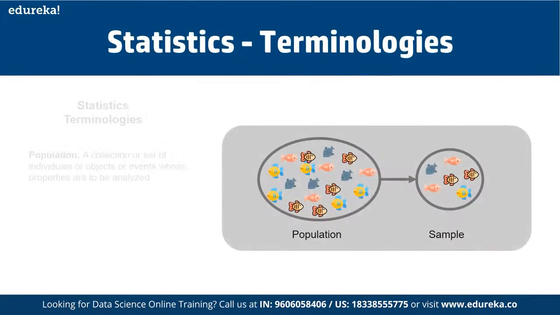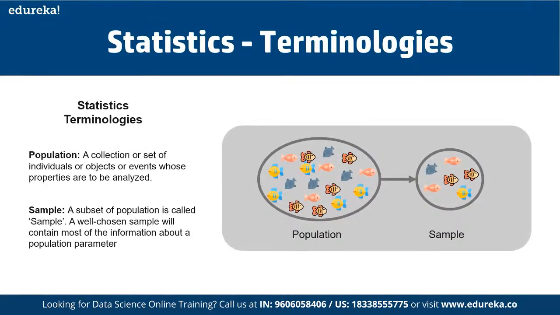So first of all, we have population and sample. Population is a collection, or a set, of individuals or objects or events whose properties are yet to be analyzed.